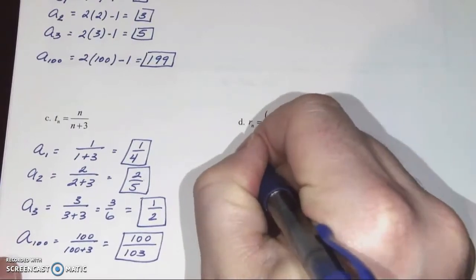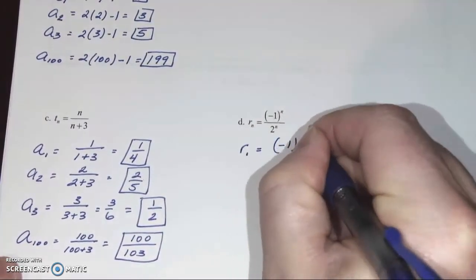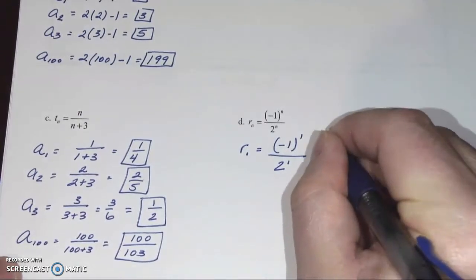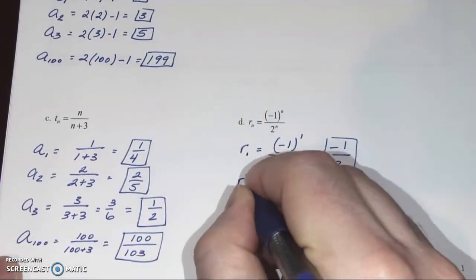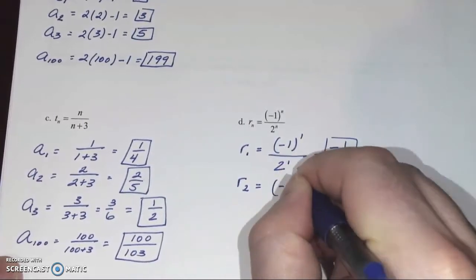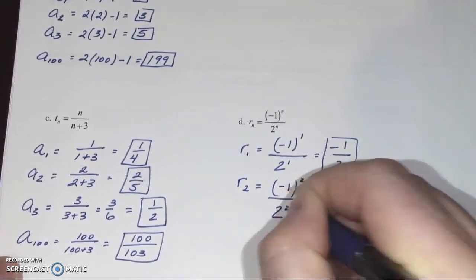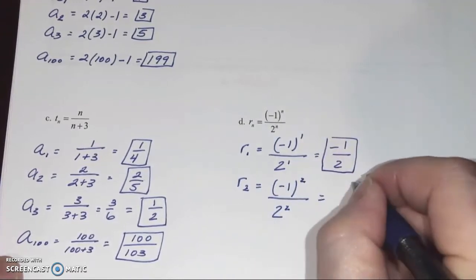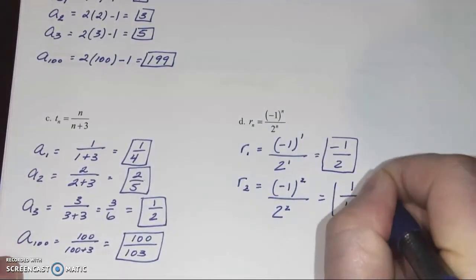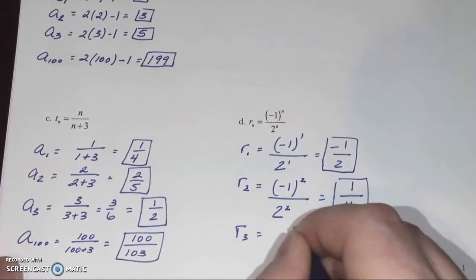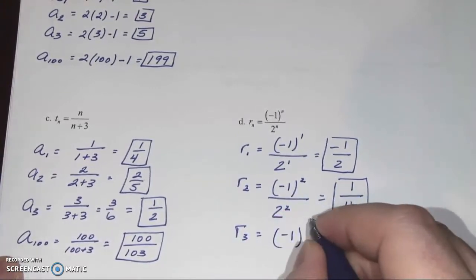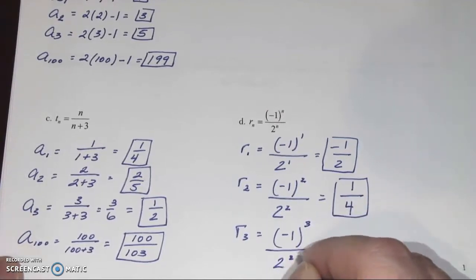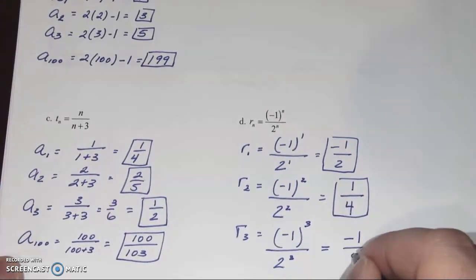Let's move on to D, because something interesting happens in sequence R here. We want to find the first term, so -1 to the first power over 2 to the first. Well, that's -1 over 2. The second term equals -1 to the second power over 2 to the second. We're just plugging 2 in where you see an n to find the second term. That's +1 over 4. The third term, -1 to the third power over 2 to the third power equals -1 over 8.